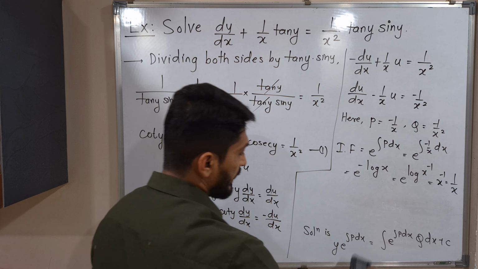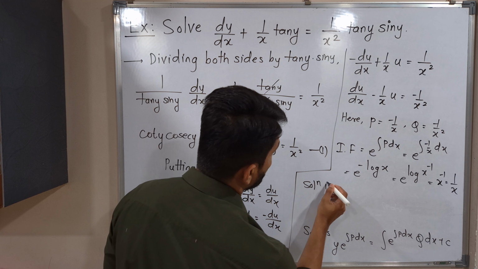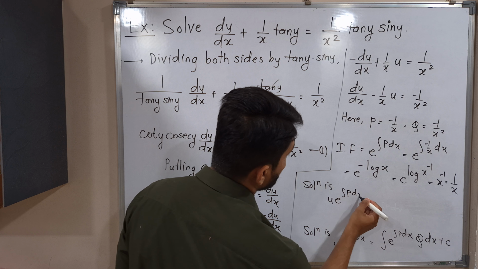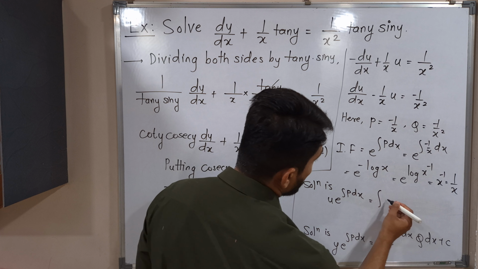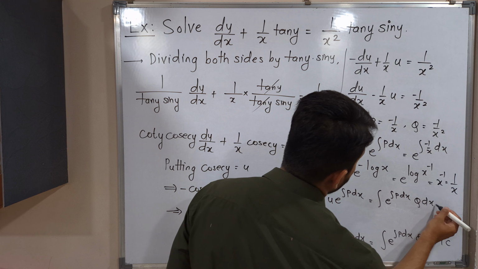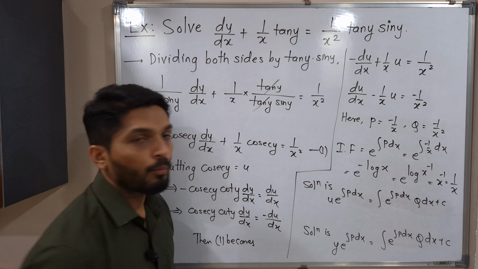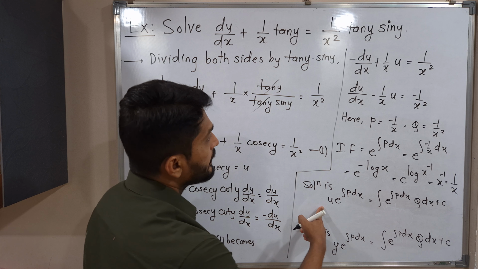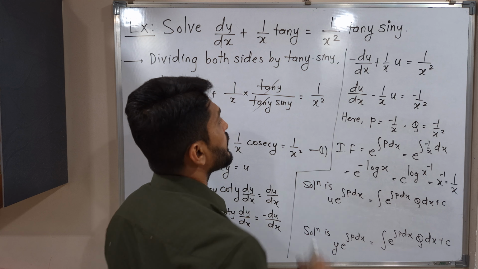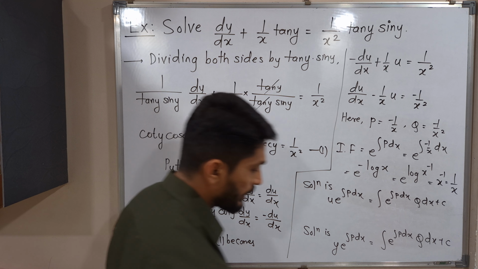So now the final step is the solution. Let me write the solution: u times e raised to integration p dx equals integration of q times e raised to integration p dx, dx plus c. I'm writing this solution formula again. Don't get confused: in the formula we have y, but I'm using u, because at the end we got the differential equation in terms of u. So that same variable I should use here.